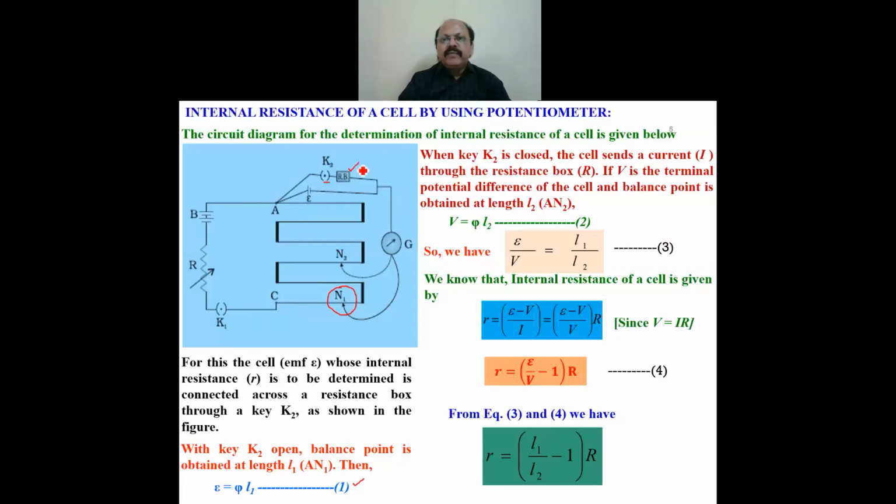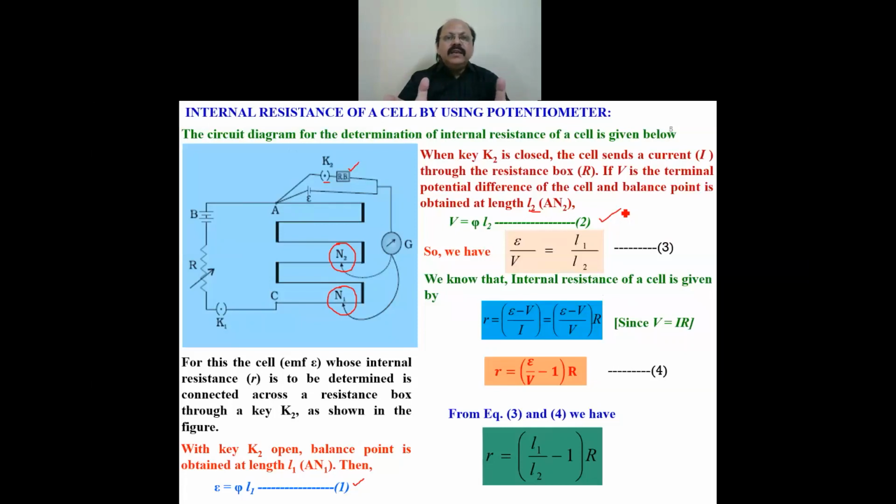If V is the potential difference of the cell and the balance length is obtained with the help of the jockey on the potentiometer wire AN2, that is, at point N2 the galvanometer shows no deflection, then we note down the length AN2, that is L2. Then V equals phi L2, that you already studied.